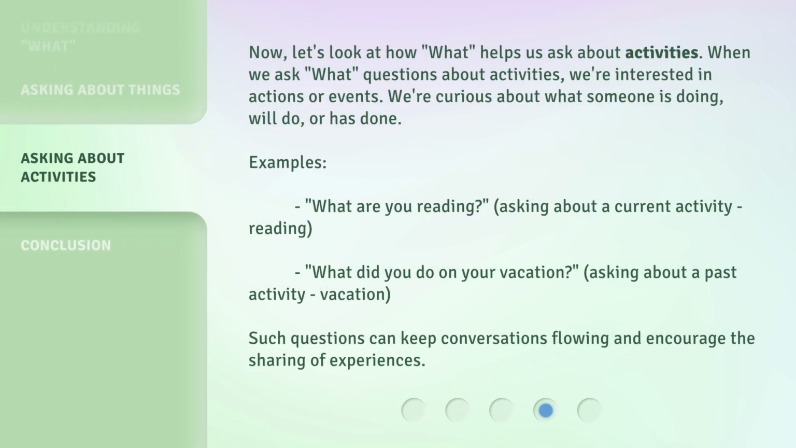Now, let's look at how what helps us ask about activities. When we ask what questions about activities, we're interested in actions or events. We're curious about what someone is doing, will do, or has done. Examples: what are you reading? Asking about a current activity. Reading. What did you do on your vacation? Asking about a past activity. Vacation. Such questions can keep conversations flowing and encourage the sharing of experiences.